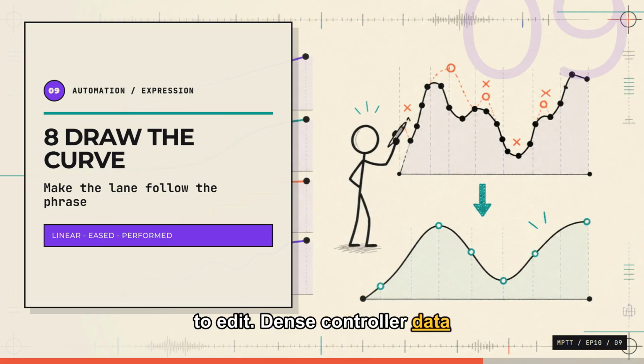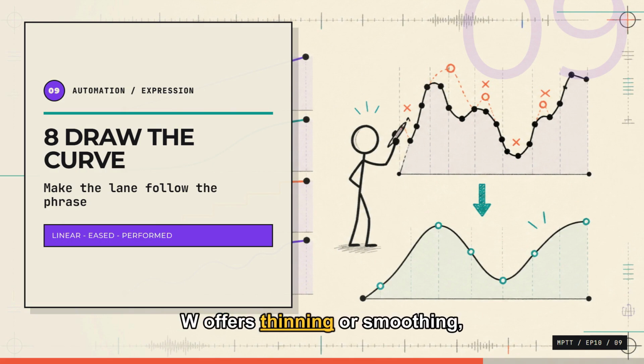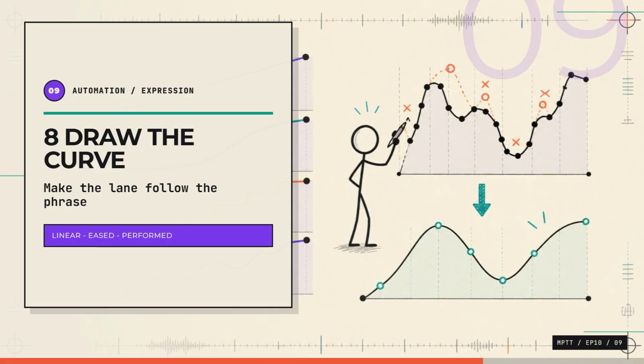Dense controller data from a hardware performance can contain tiny movements that add no value and make later changes painful. If your DAW offers thinning or smoothing, use it carefully, then compare the result to the original gesture.